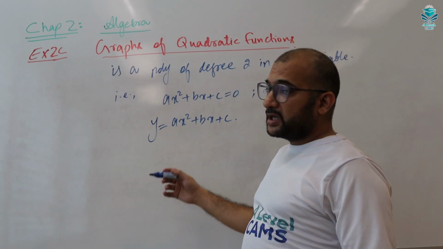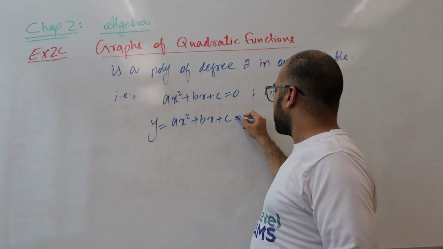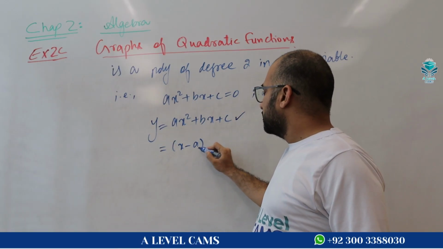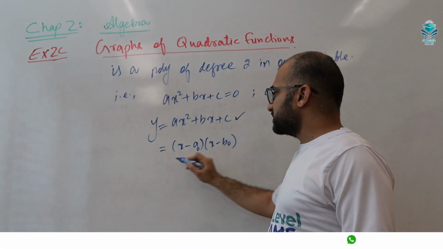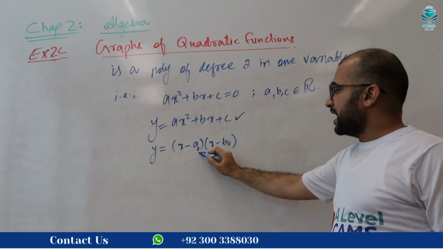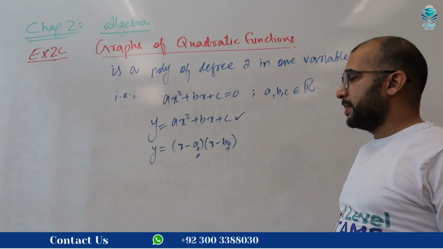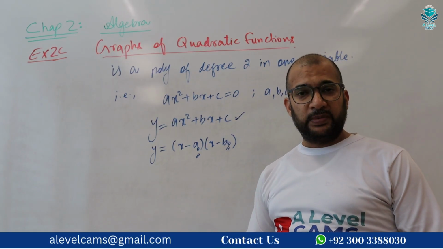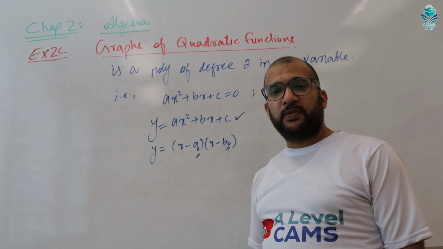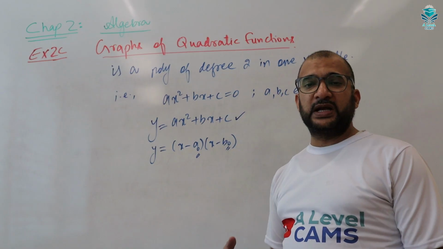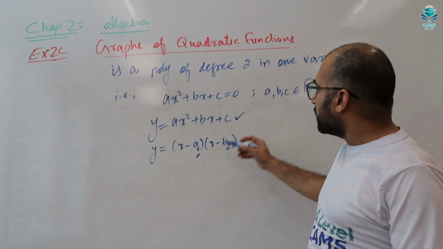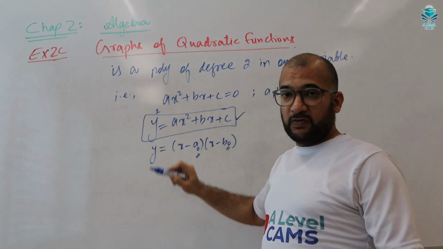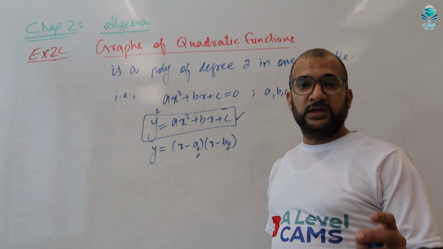So students, there are several possibilities for the quadratic function. Maybe you can factorize it into linear factors, then it has two roots. And maybe you cannot factorize it, then you have to use the technique of completing the square. With the help of completing the square, we can draw a parabola, because this is an equation of a parabola in which one variable is of degree 1 and the second variable is of degree 2.